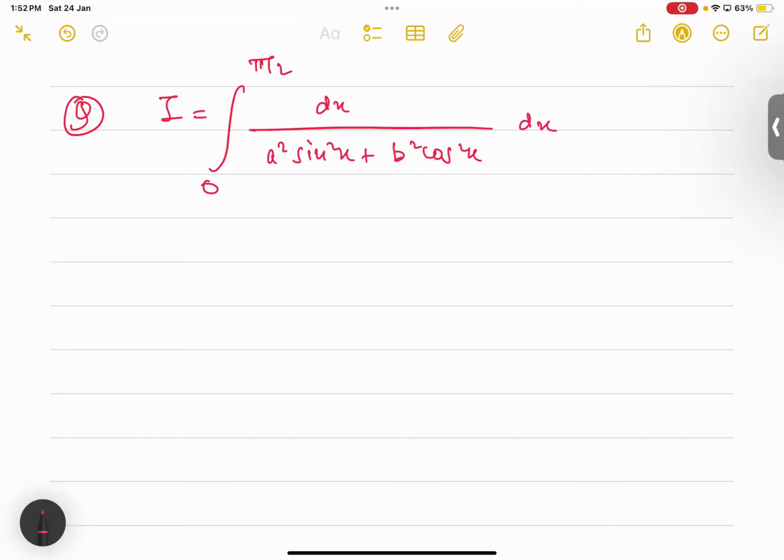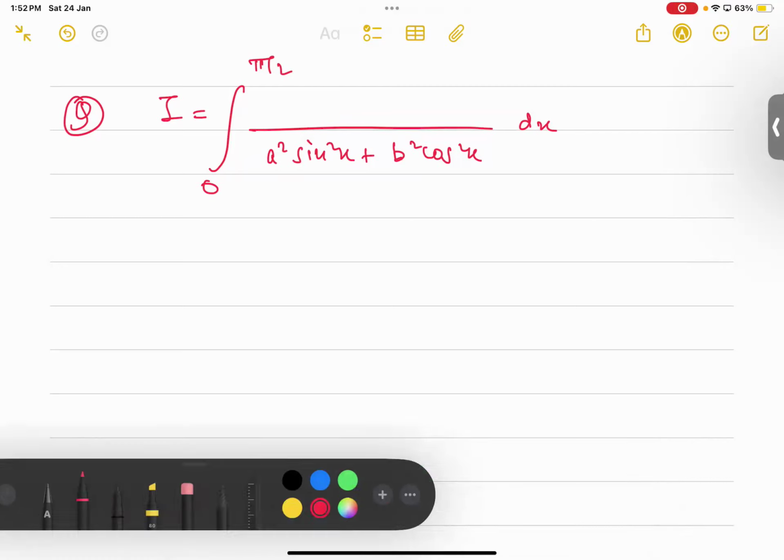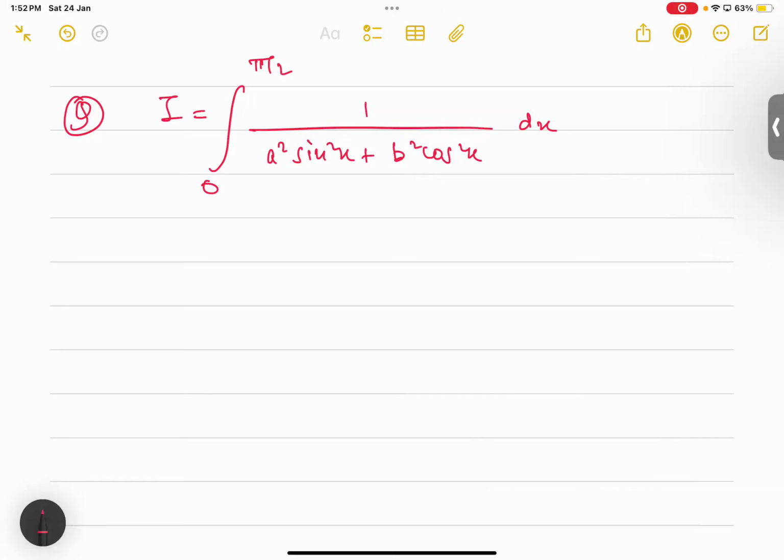Now see, if you apply the 0 to a property, f of a minus x, sin will change to cos and cos will change to sin. But that will not have an impact. The denominator will remain the same, and the numerator will still remain dx, or 1. So nothing can get cancelled if you add 1 and 2 after applying that property.